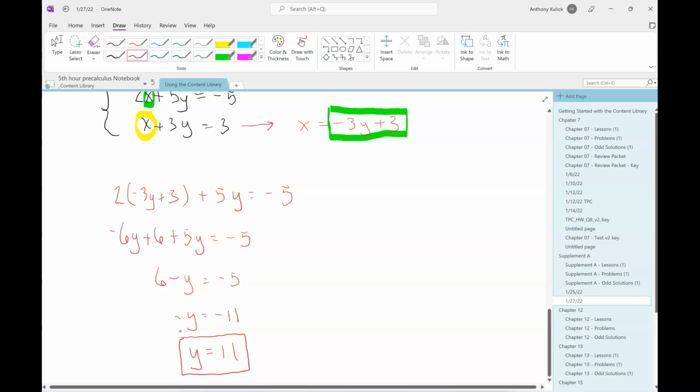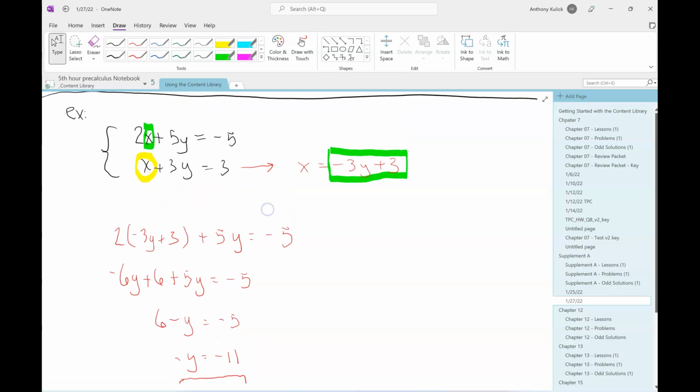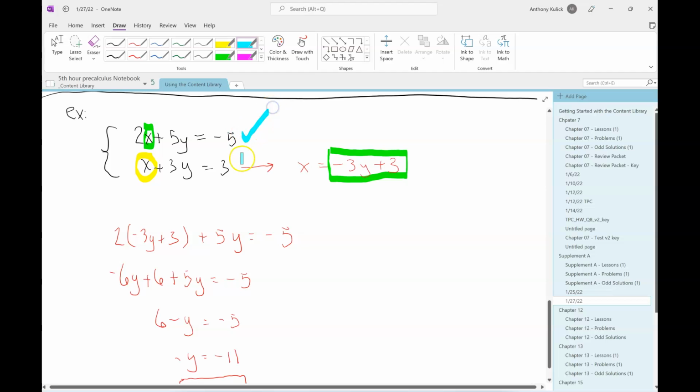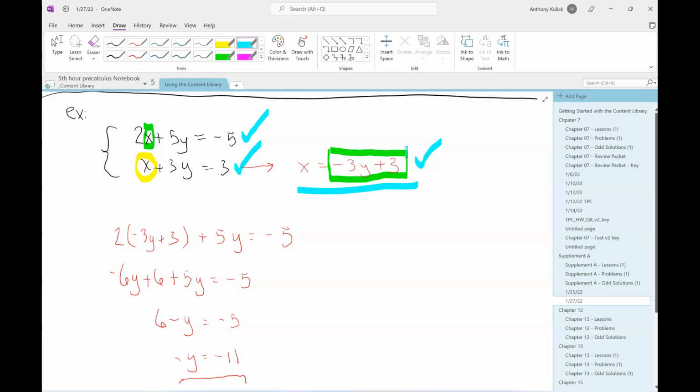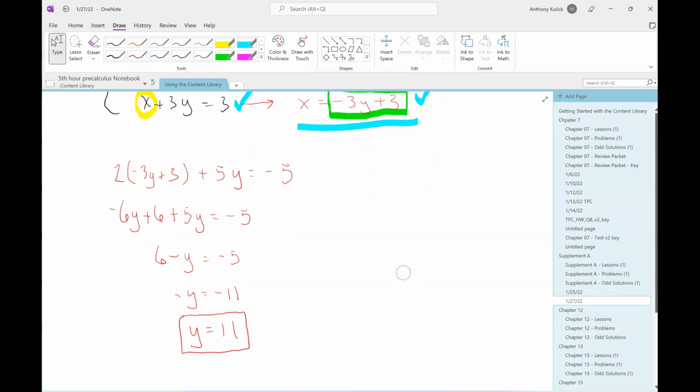Now that I have the answer for one of my variables, I can solve for the next variable by just going and plugging this back into some previous equation. So I could plug in to this equation, or this equation. If it's me personally, I would use this one. The reason is because the x is already by itself, so it saves me just a little bit of algebra. Not a lot, but just a little bit.